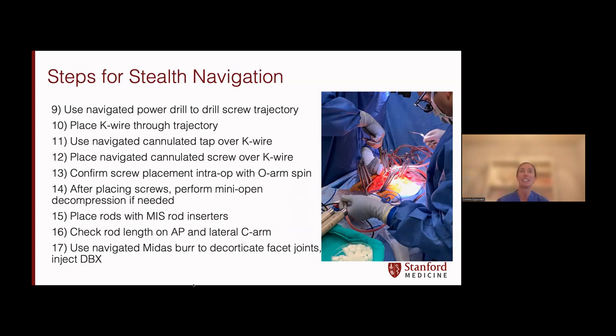So I use a navigated cannulated tap over the K-wire, and then I place a navigated cannulated screw over the K-wire. I do perform an intraoperative O-arm spin in order to confirm screw placement. And I'll talk a little bit about how that also factors into my cement augmentation and why that's important.